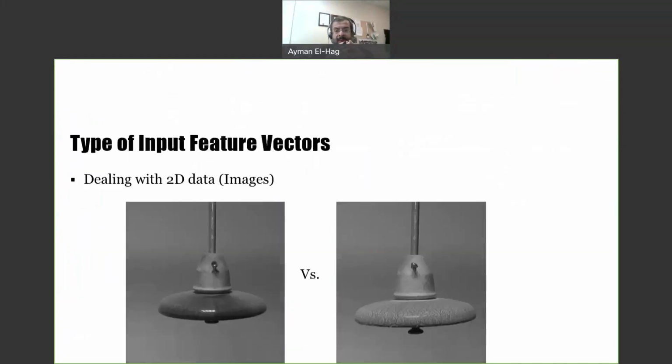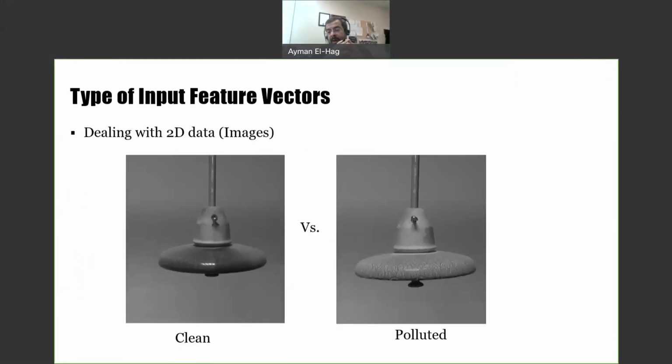Now, what if I have a 2D signal? 2D signal means we have an image. How we can classify the image? And today we will be working on this problem, how to classify the degree of pollution on the surface of the insulator using their images.